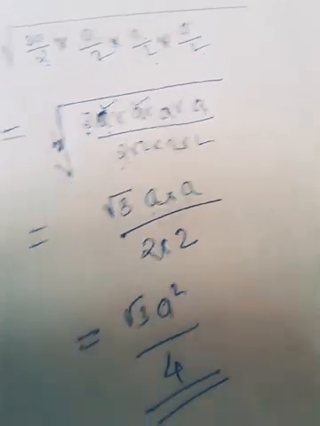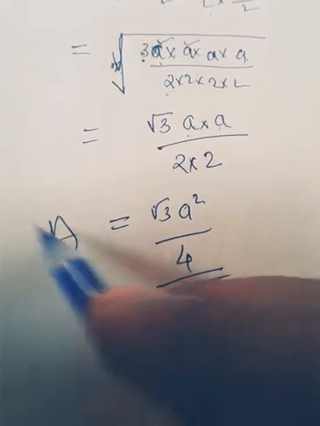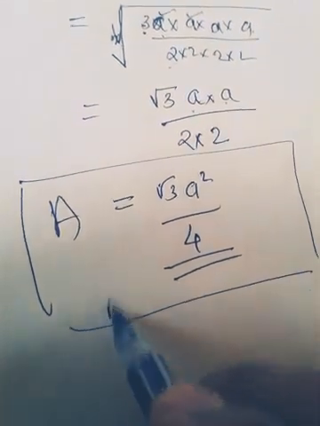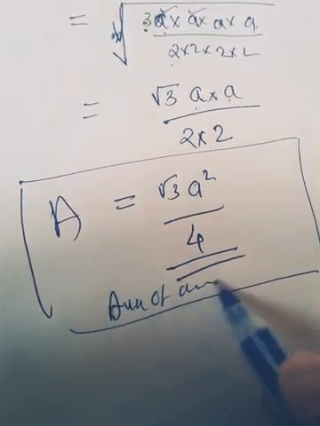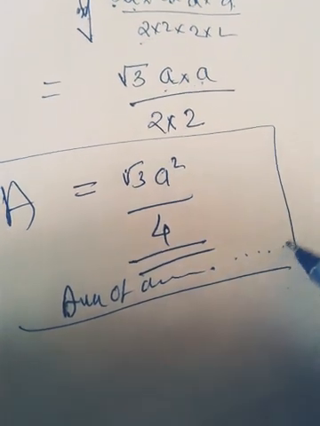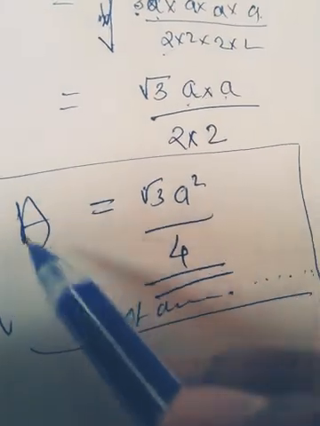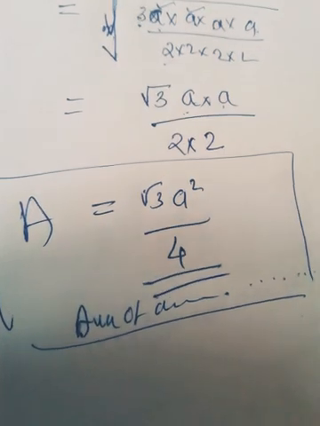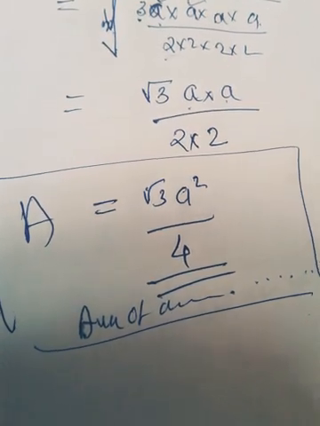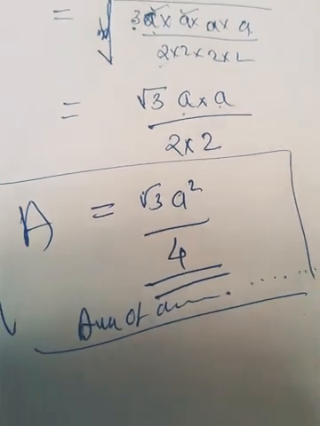So this is the equation for calculating the area of an equilateral triangle with side A units. This is the equation for calculating the area of an equilateral triangle with sides A units.